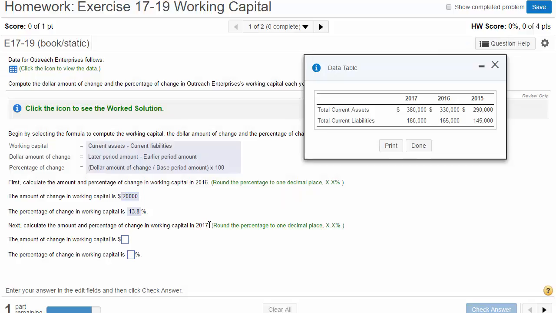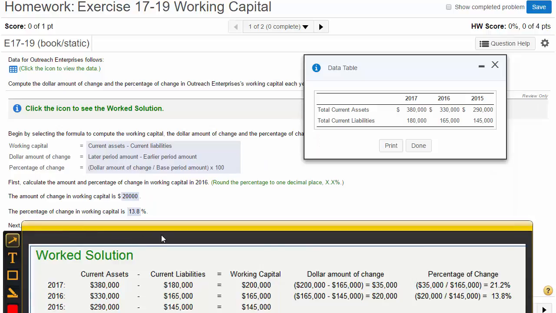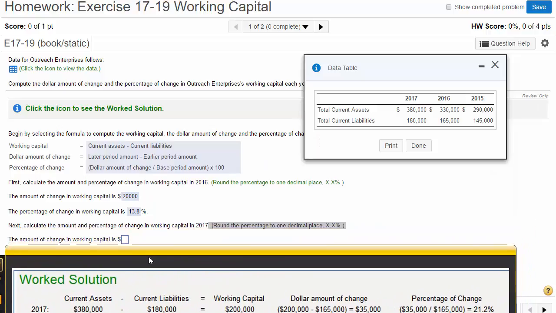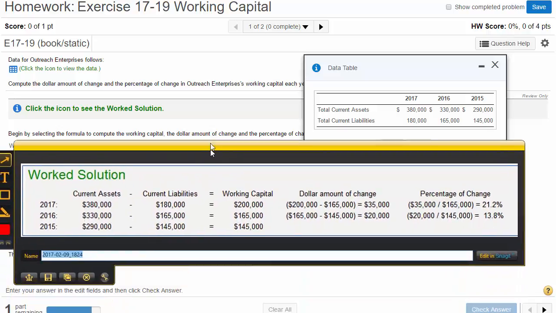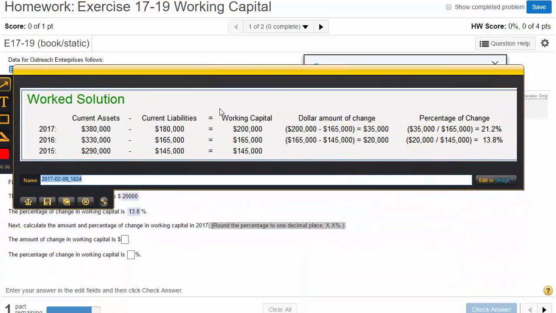Now we need to do the same for 2017. The first thing we need to do is calculate the change in working capital for 2017. So working capital changed from 165,000 to 200,000. That's a difference of 35,000.